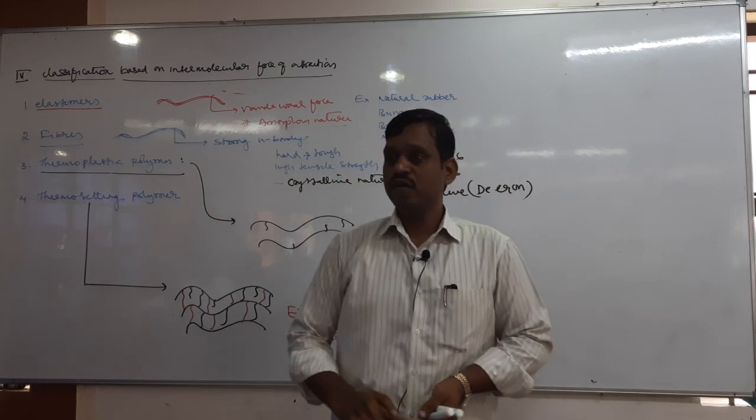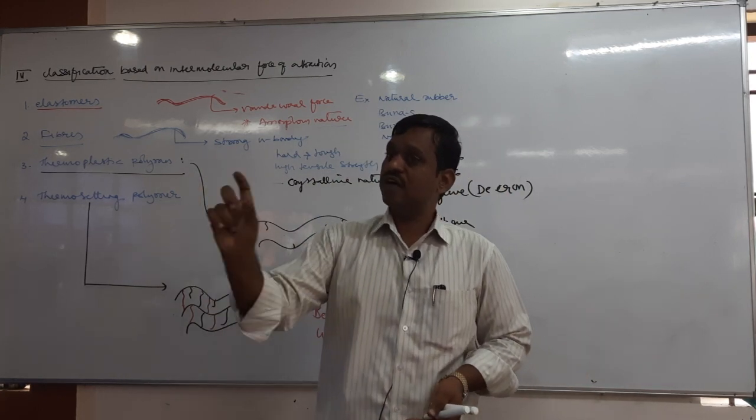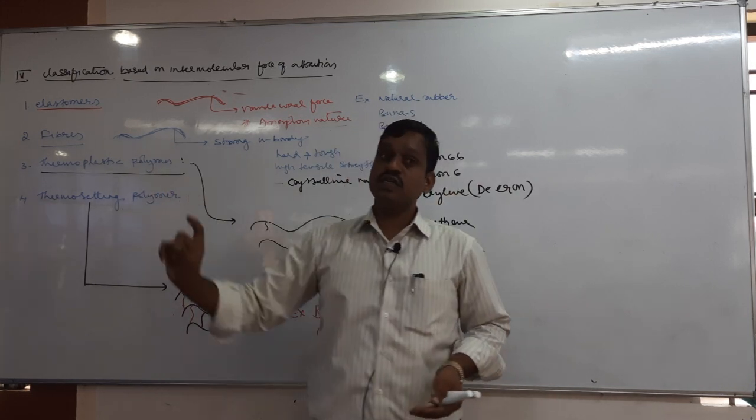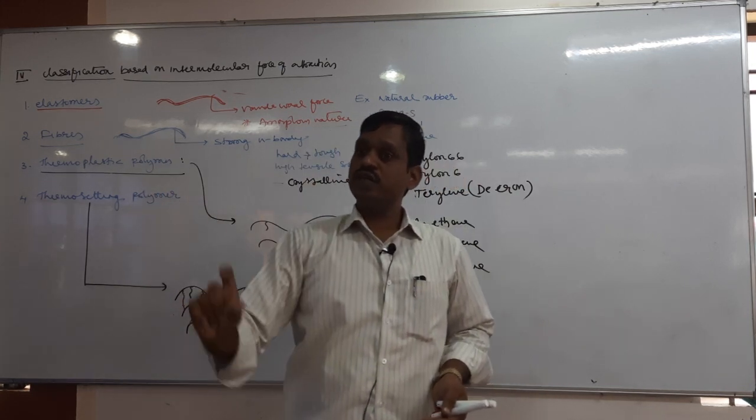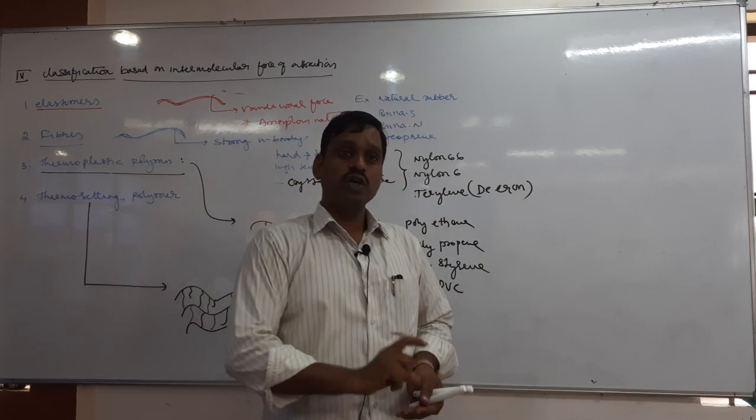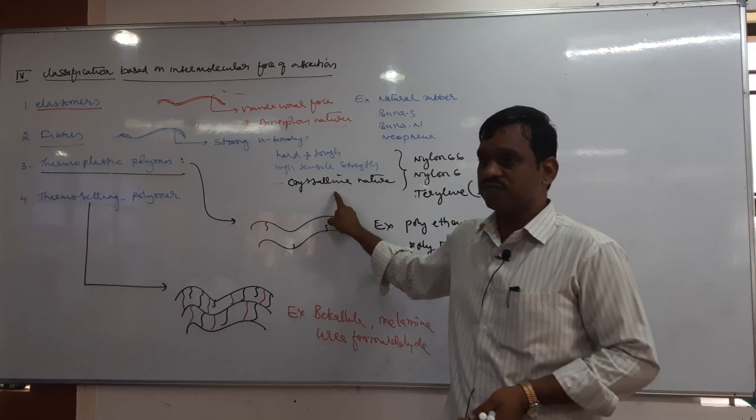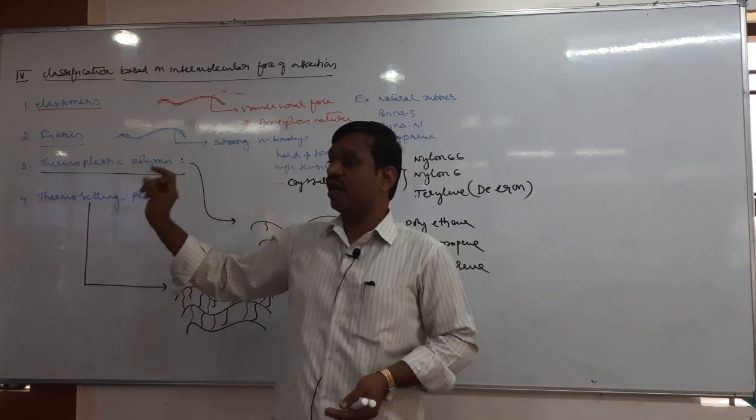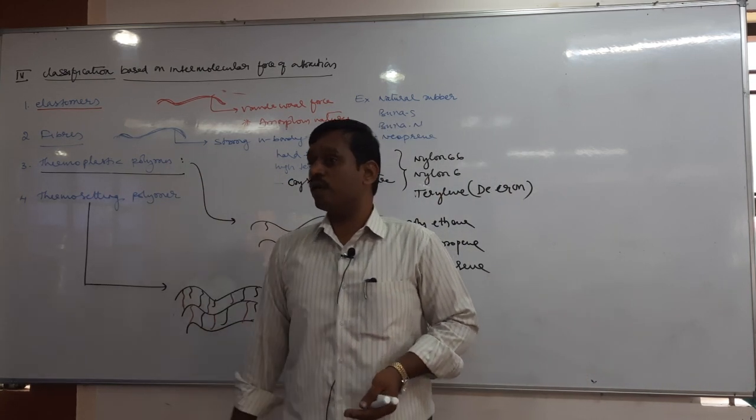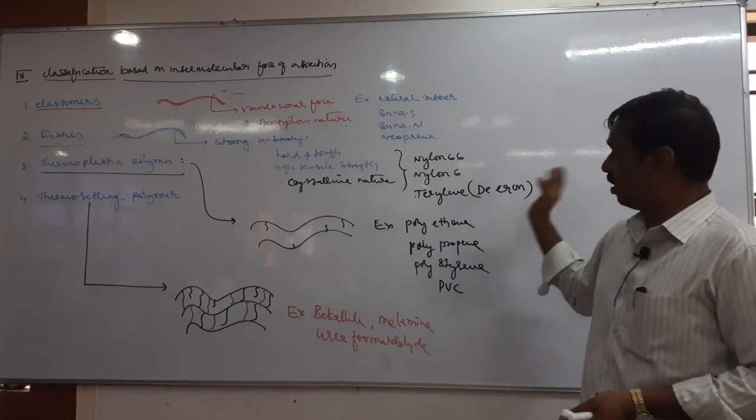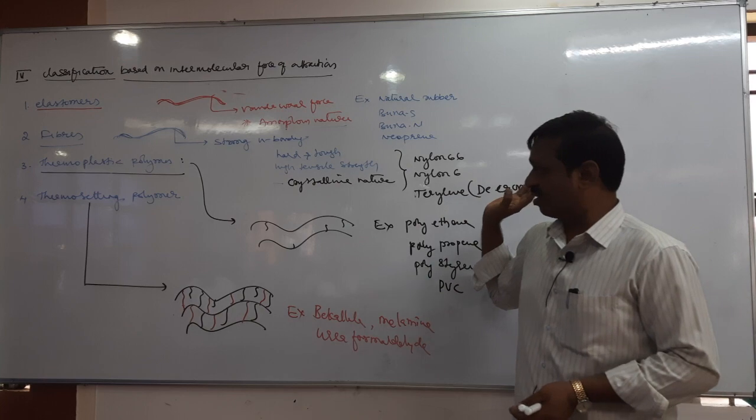Next is fibers. Fibers are polymers having a thread-like structure, but between the polymer chains they have strong hydrogen bonds. Due to strong hydrogen bonding, they have high tensile strength. Therefore, fibers have high tensile strength due to strong intermolecular forces of attraction. Examples are nylon 66, nylon 6, terylene, Dacron, etc.